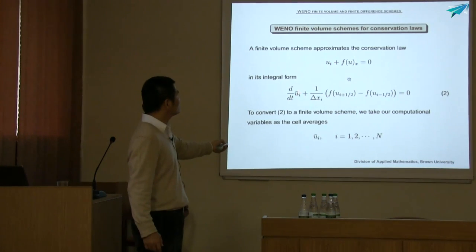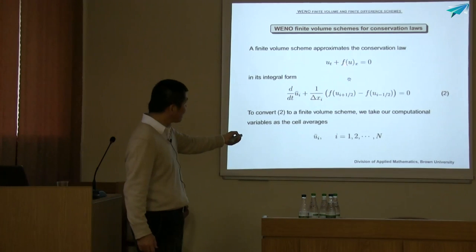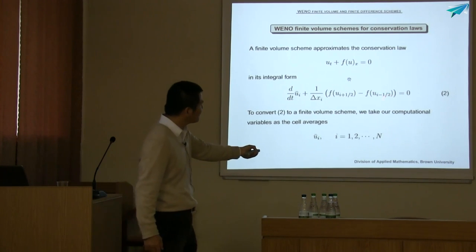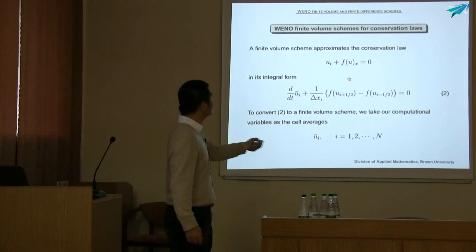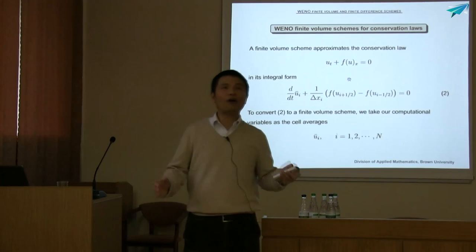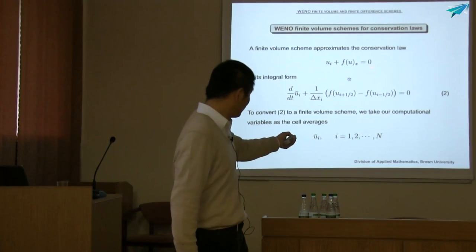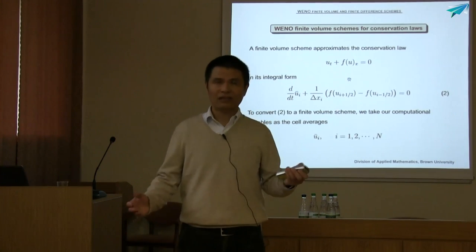The time derivative of the cell average, plus 1 over delta x_i of f evaluated at i plus half minus f evaluated at u_{i minus half}, is 0. This is not a scheme. It is a formula satisfied by the exact solution of this PDE. So that's very nice, right?